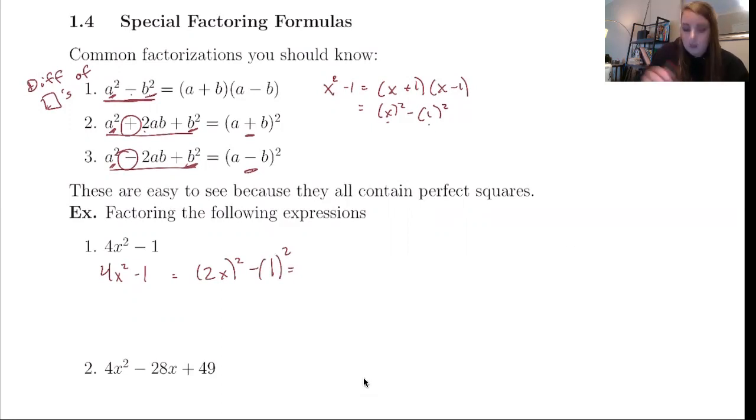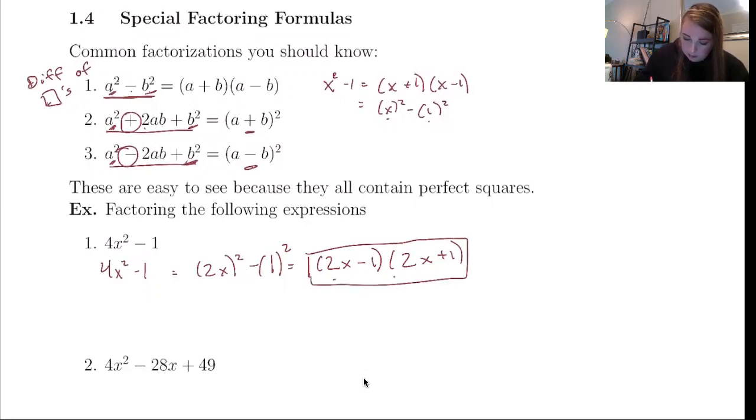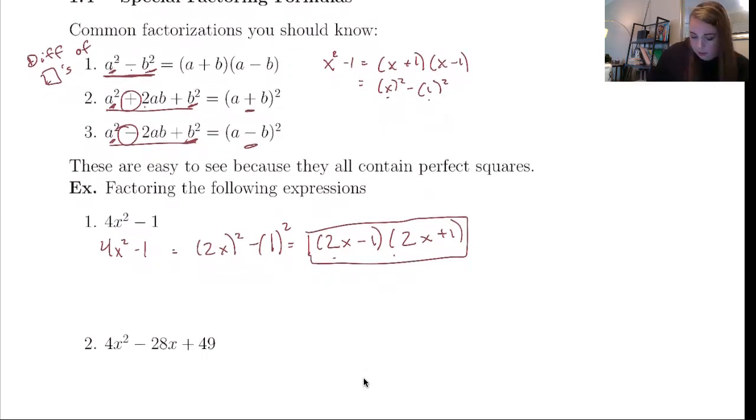So what's happening? I would then use my difference of squares and say that this is 2x minus 1, 2x plus 1. And we can quickly see that these are both irreducible, and we're done. Just like that. So that's a case where I don't just have a variable, I have a number that's going along with it. Usually my first instinct when I see something in front of x squared is to see if I can pull that number out or some variation of it just to reduce it.